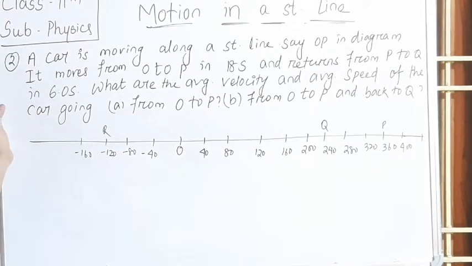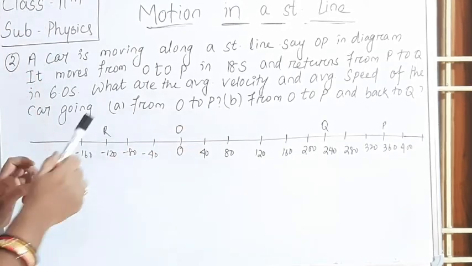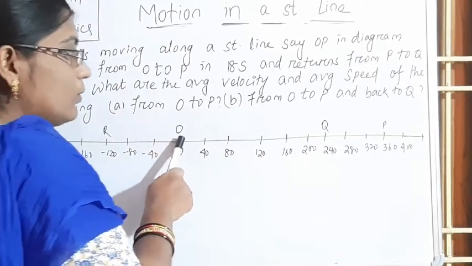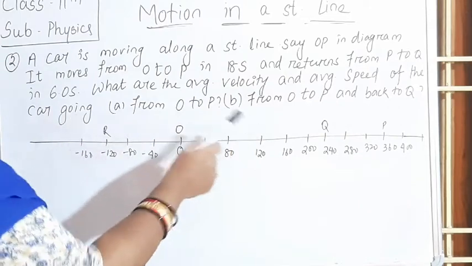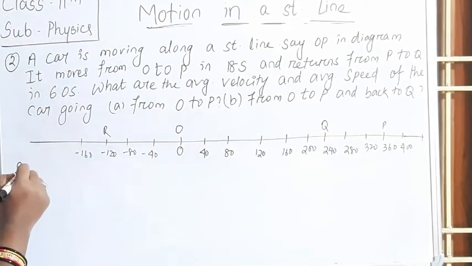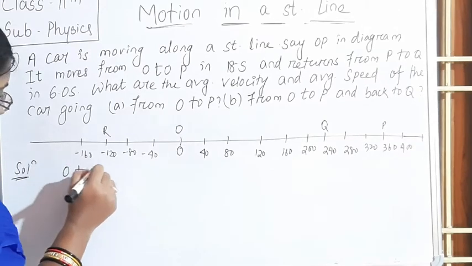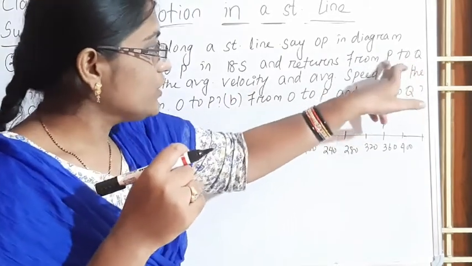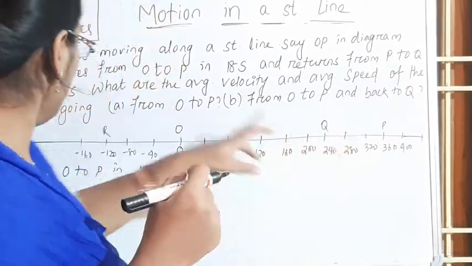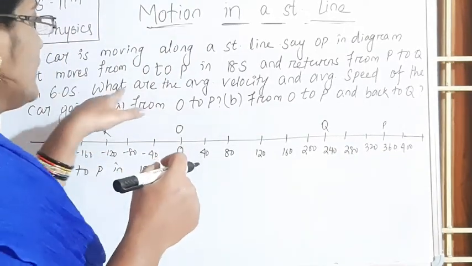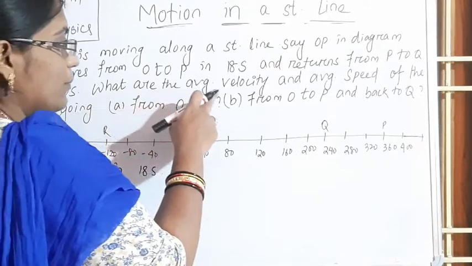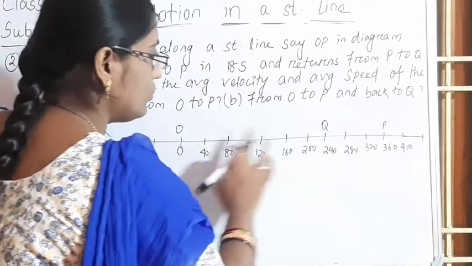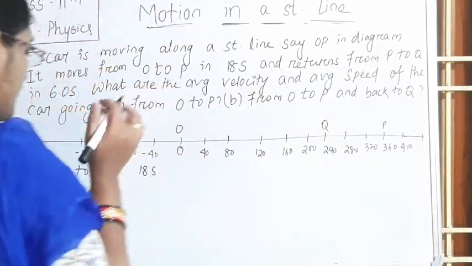This is the second question. In this question, the car is moving in a straight line, and in the first case it covers O to P in 18 seconds, and it returns from P to Q in 6.0 seconds. Now the question asked is, what are the average velocity and average speed in both the cases? First is O to P, and then O to P and then Q. Now come to the first case.